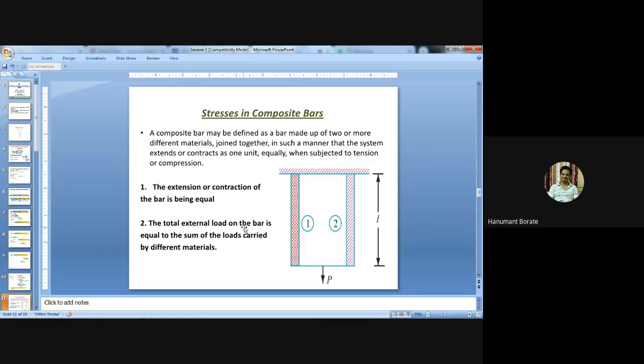The total external load on the bar is equal to the sum of the loads carried by the different materials. Suppose this is the steel bar, this is the rubber material, and we apply the load P. The load taken by the first member is P1, and the load taken by the second member is different. Applying load P does not mean that P by 2 is taken by the first member and P by 2 by the second. That is another important point of this composite parallel system.